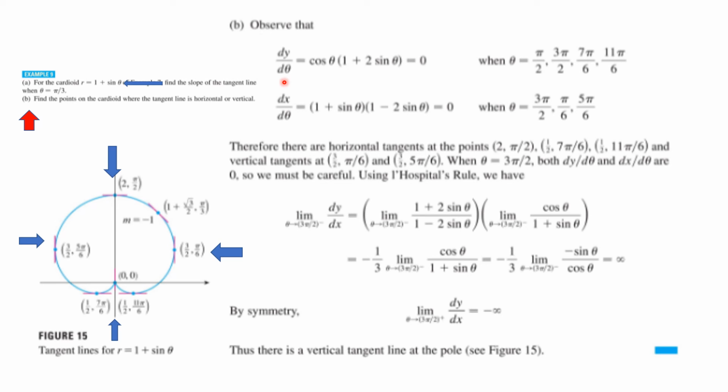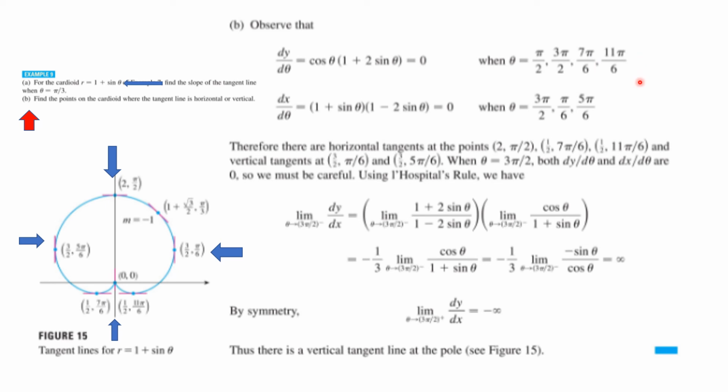So observe that dy/dθ is this. Now I'm just taking the derivative of y, and again, I had what y was before, so I'm going to set this equal to 0, and I have to solve this. So this is going to be 0 when this one is 0 or when this one is 0. Now the cosine of theta is going to be 0 at pi over 2 and 3 pi over 2, and this other one is going to be 0 when sine of theta is minus 1/2, so that is going to be 7 pi over 6 or 11 pi over 6.